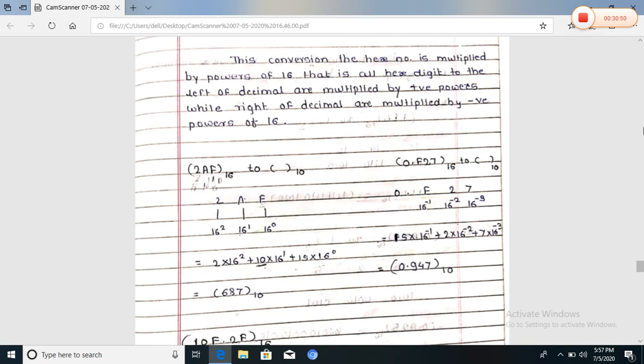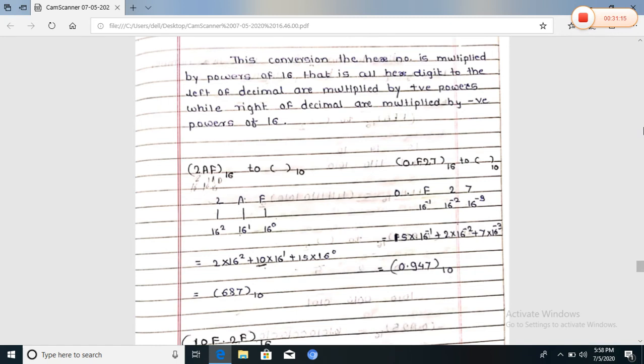Now the fractional part, point F27. These are the numbers after the point, on the right-hand side, and they are multiplied by negative powers of 16, since the base is 16. So for F, it is 16 raised to minus 1. For 2, 16 raised to minus 2, and for 7, 16 raised to minus 3.